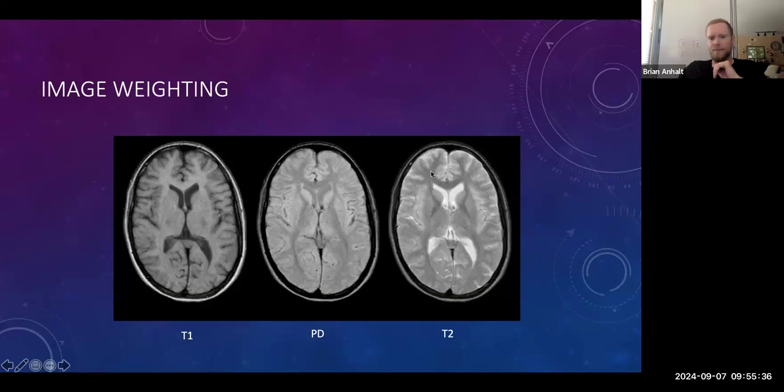Then you get T2. T2 is almost the opposite. We have bright fluid now, right?